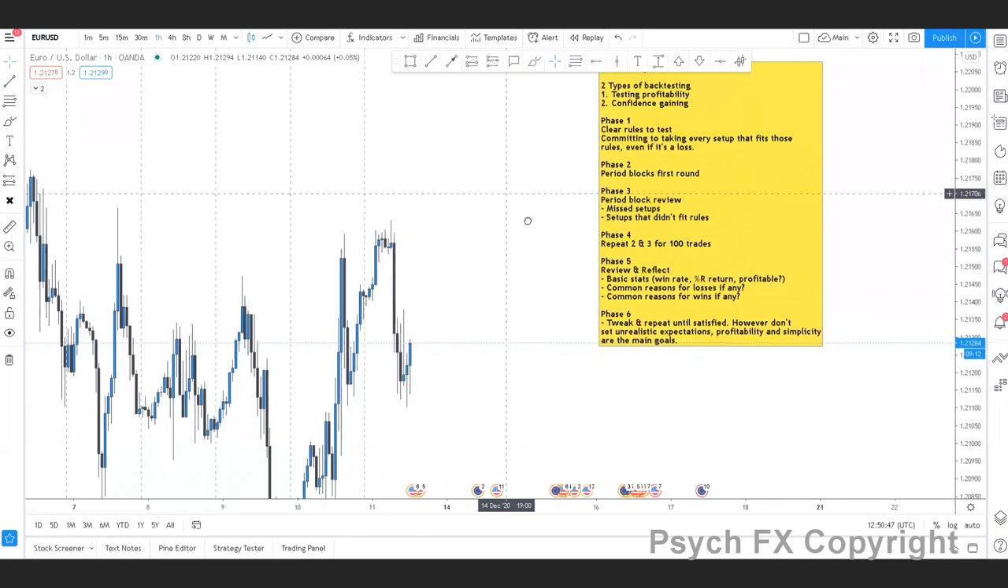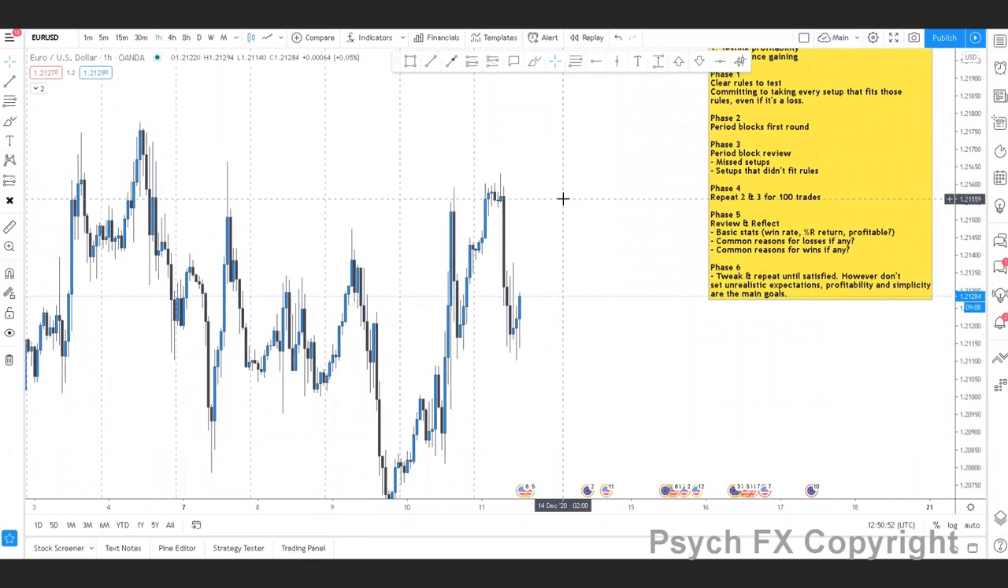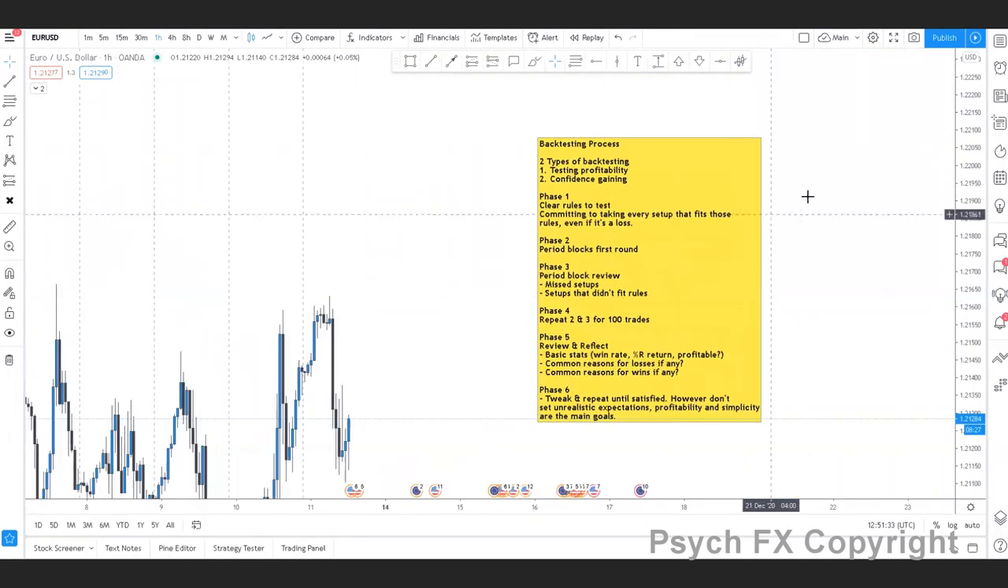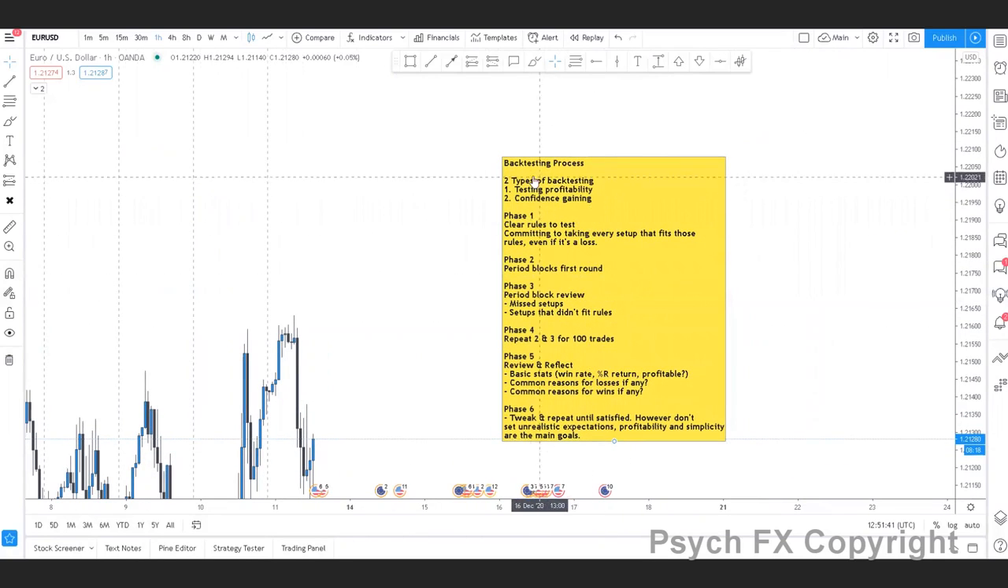Today we're going to be talking about the complete process of how you can backtest a strategy, and the two different types of backtesting. I'm basically just going to go through the whole process. The two types of backtesting are essentially the same, but the difference is where you're focusing most of your energy. Number one is testing profitability.